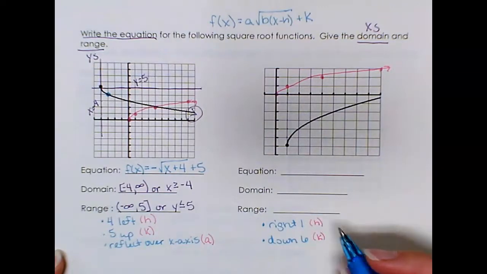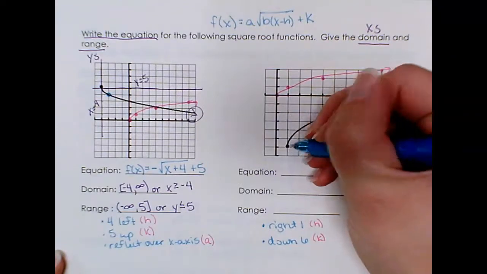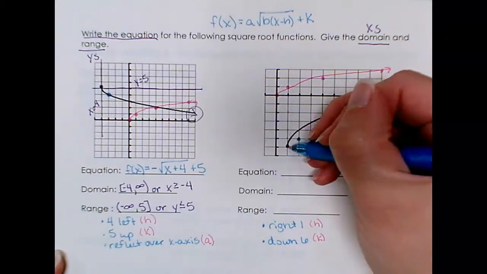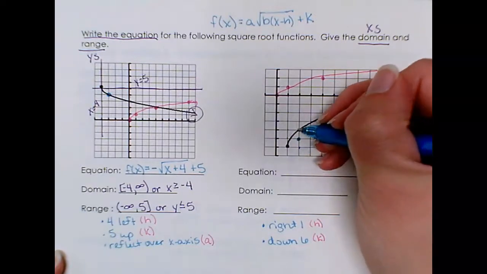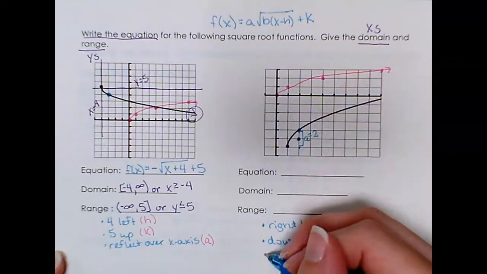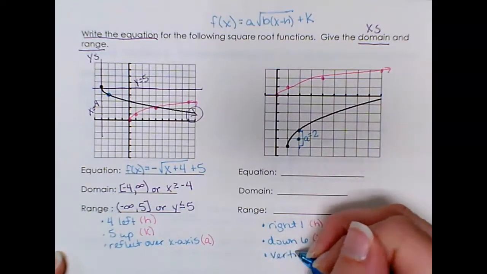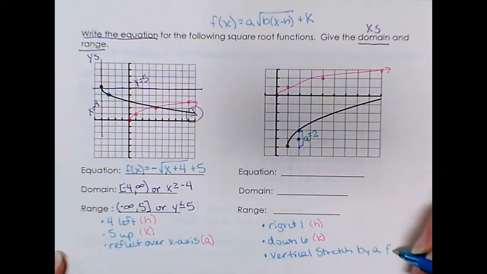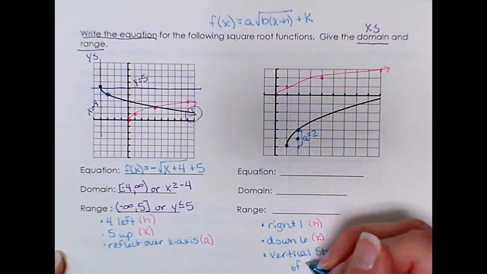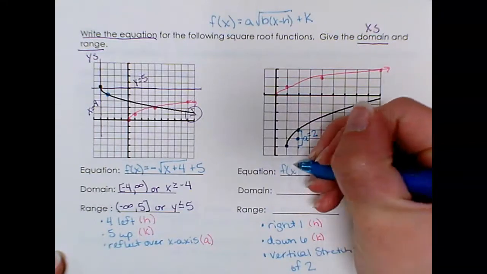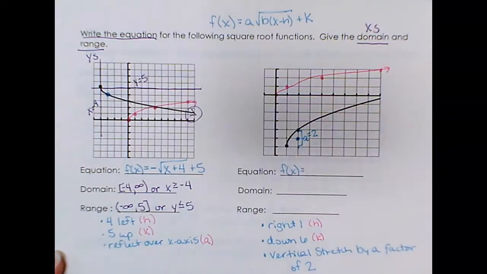But let's count. If you go to the right 1, you should be able to go up 1 and get back on your graph. But that doesn't happen here. We have to go to the right 1 and up how many? 2. So that means that this a value that we have here is 2, and that's a vertical stretch by a factor of 2. So my equation, f of x equals, this vertical stretch is an a value, so I have a 2.